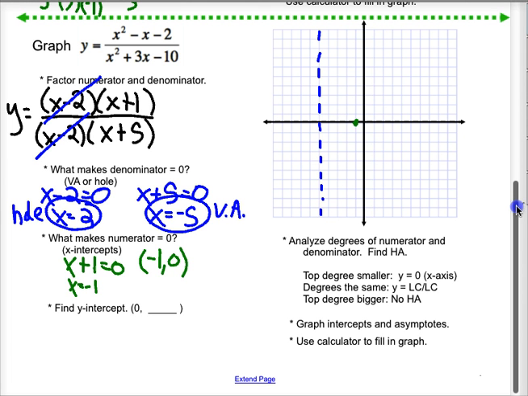Y-intercept, same thing. I can plug in 0 for x, but again, I only have to worry about the piece that's left, not the x minus 2's. So I get a y-intercept of 1/5. And I want to compare my degrees. So we have same over same. So we're going to have an asymptote at the ratio of the leading coefficients, which is just at 1.